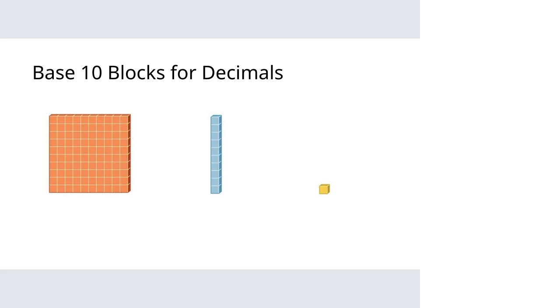We looked at base 10 blocks earlier in the semester where we called them cubes, longs, and flats. The cube represented a 1, the long was a 10, and the flat was 100. Now we're going to look at how base 10 blocks can be used with decimals. With decimals, the flat is going to be our 1. The long is going to be 1/10. And our cube is going to be 1/100th.